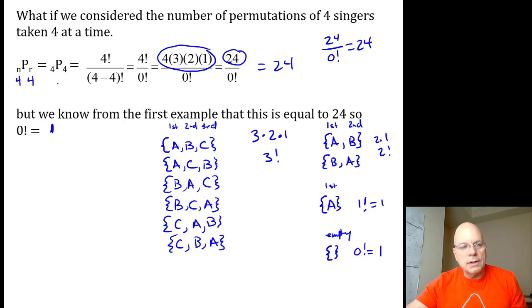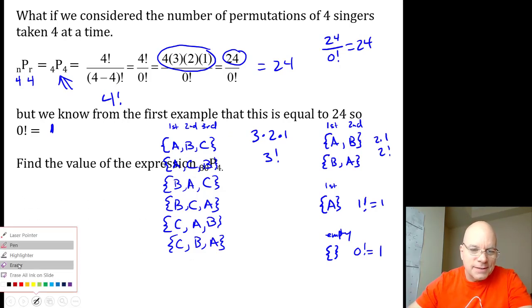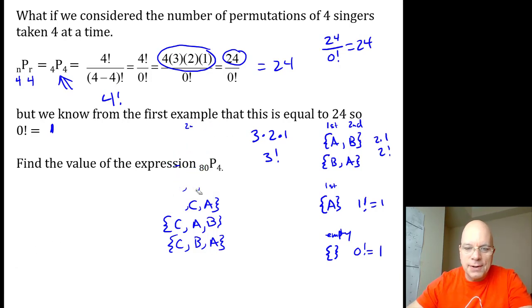We don't usually use the permutation formula, though, if we've got 4 things and we're trying to find the permutations of 4 things. We just do 4 factorial. We don't usually bother with it, but if we did plug it in, we'd be fine as long as we knew that 0 factorial was 1. Bad planning on my part there.